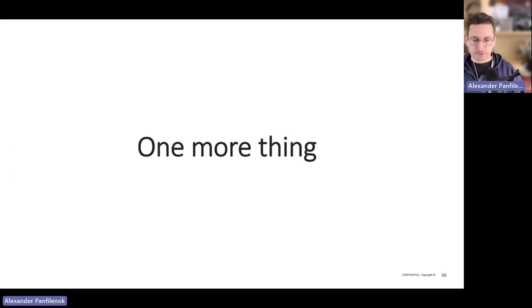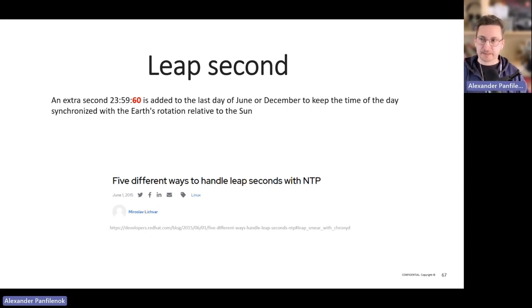And I would like to also include one more thing here. There is a thing called leap second. It is an extra second, which is added on the last day of June or in December to keep the time of the day synchronized with Earth rotation relative to the sun, because the rotation is slowly decreasing in speed. And we have had 37 leap seconds in history right now. And there are ways in software to reflect this leap second. Usually, it is implemented as an additional second for a minute.